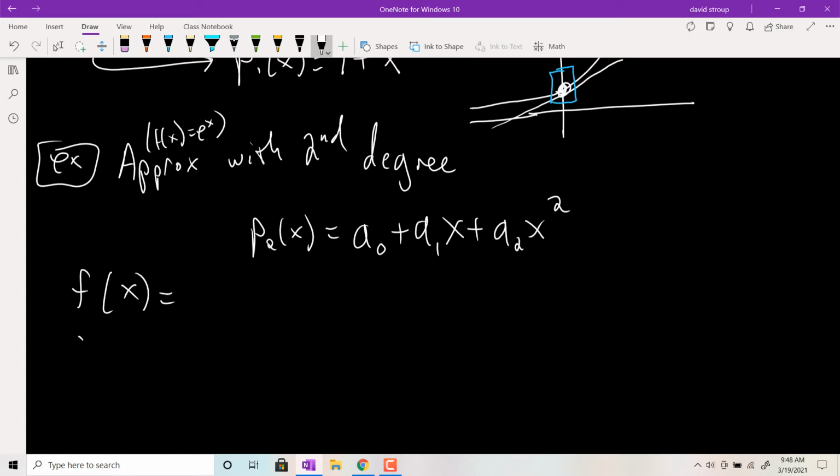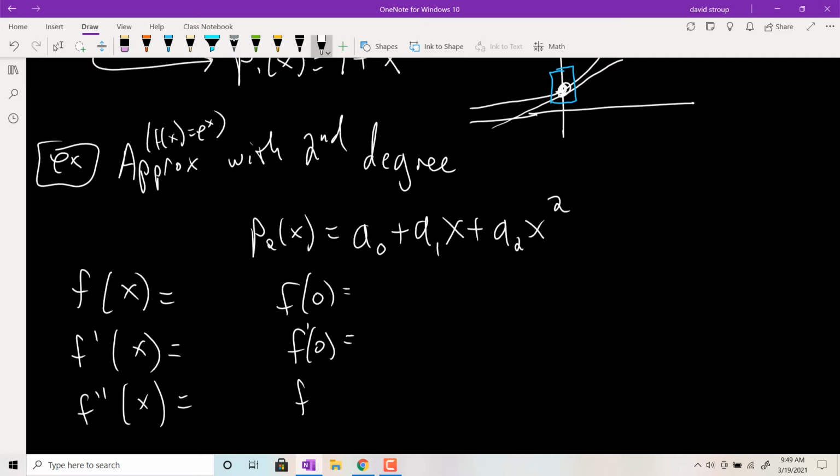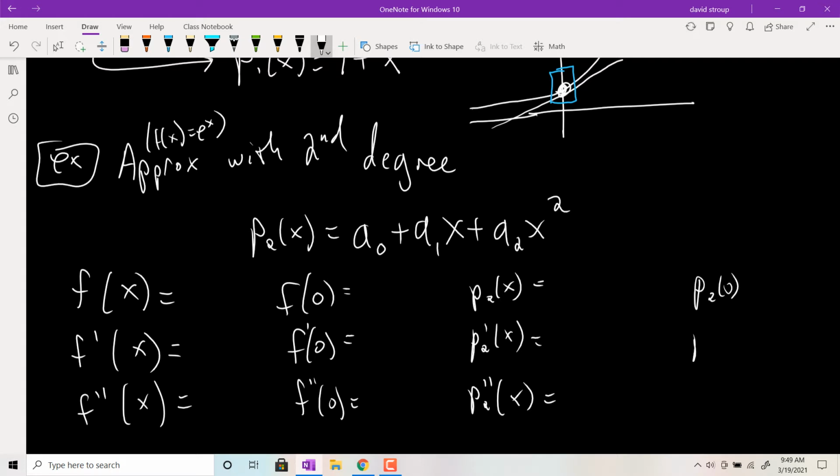So I need to go to the second derivative this time, and of course evaluate all of these at 0. And then I need to do the same thing with the polynomial. And hopefully if we do maybe one more approximation, a pattern is going to start developing. Okay. I'll evaluate these all at 0.